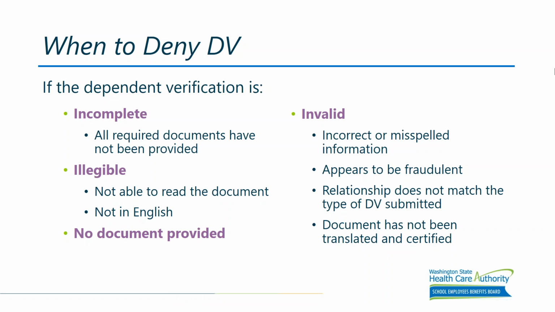If no documentation is provided by the deadline, or if the documentation that is provided is invalid, so it has incorrect or misspelled information. Perhaps you have a subscriber whose name is George, but it says Jeff on the document. We would need to deny that as an invalid document. The information needs to match what is input into SEBB My account. If the document appears to be fraudulent, you can deny that document. If the relationship does not match the type of DV submitted, so perhaps they're adding a dependent child and they put a marriage certificate in there, that would be invalid. Or if the document has not been translated and certified, again, it would be invalid.